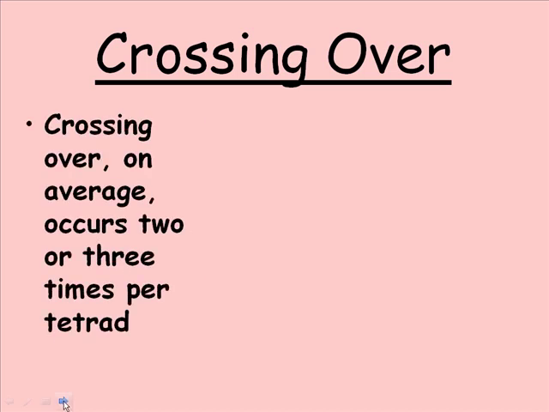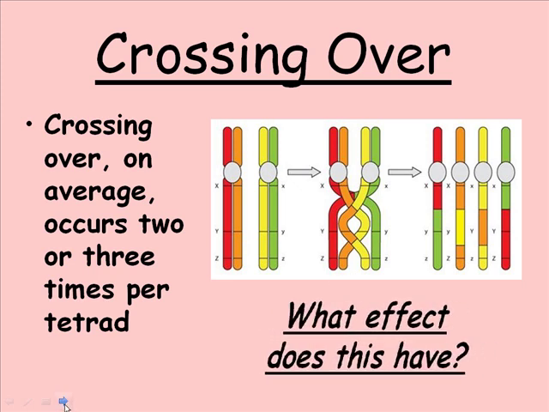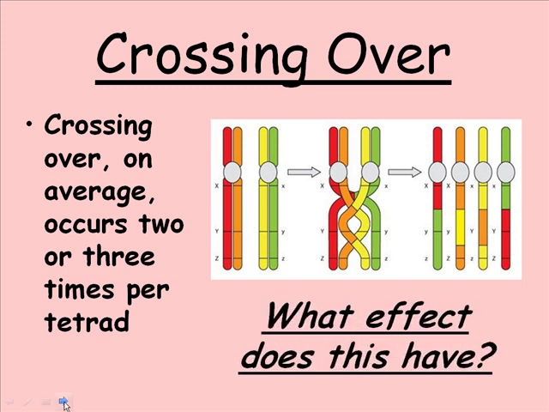So we've only seen crossing over really occurring once in those animations, but in this little diagram you see it's crossed over two or three times. So what's the effect of this? It's hard to read that when it's backwards. What effect does this have upon variation, the differences between you and your siblings?